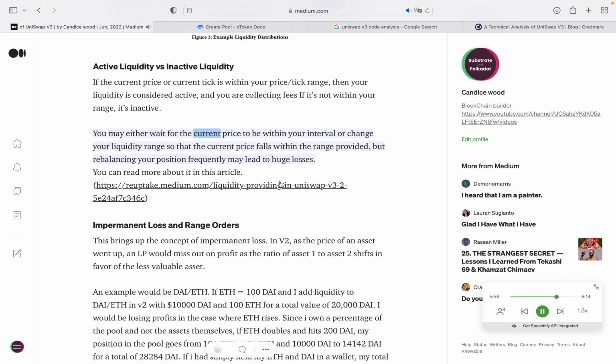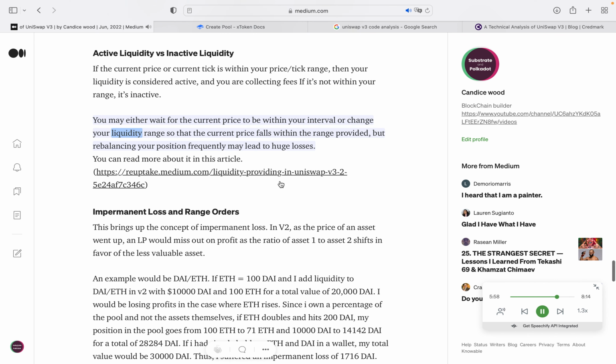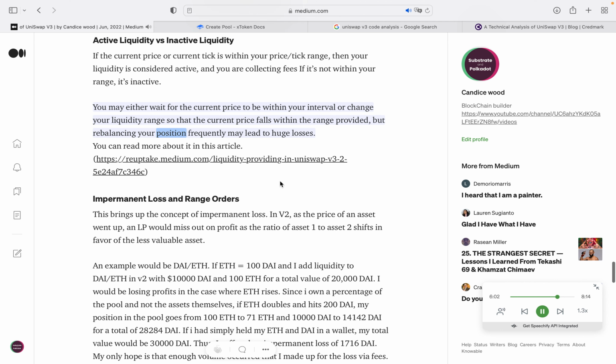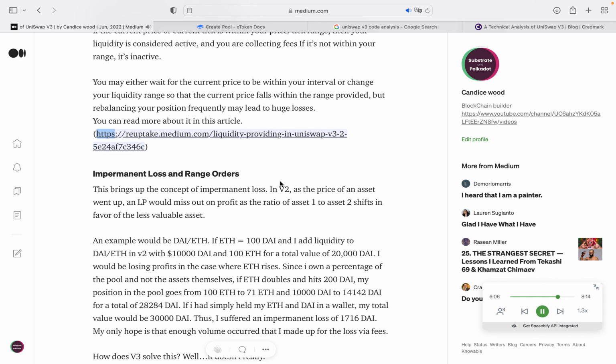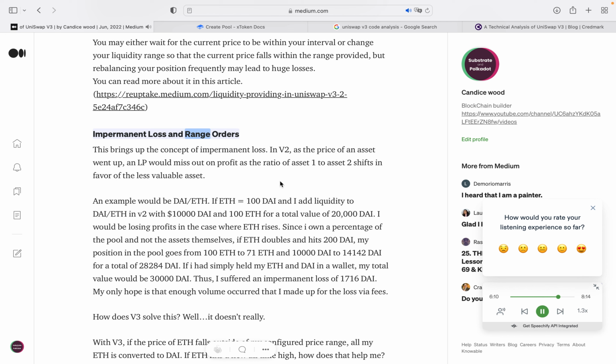You may either wait for the current price to be within your interval or change your liquidity range so that the current price falls within the range provided, but rebalancing your position frequently may lead to huge losses. You can read more about it in this article, Reuptake.medium.com, Impermanent loss and range orders.